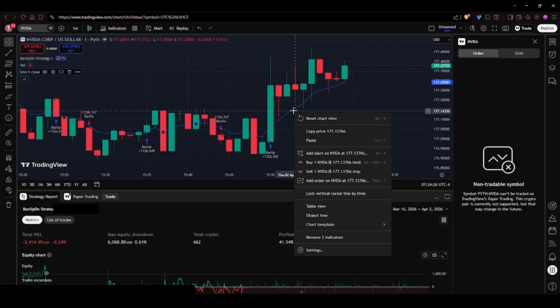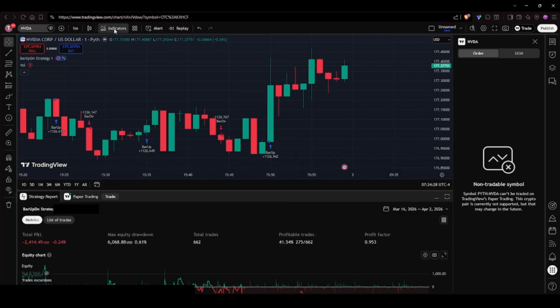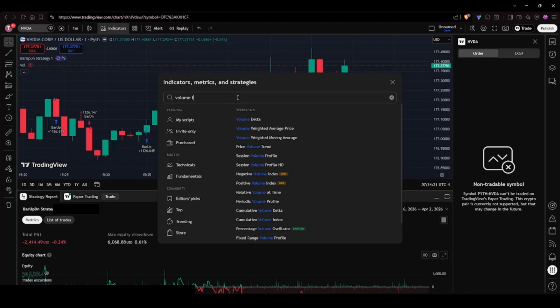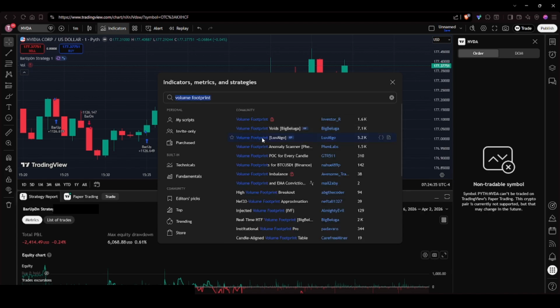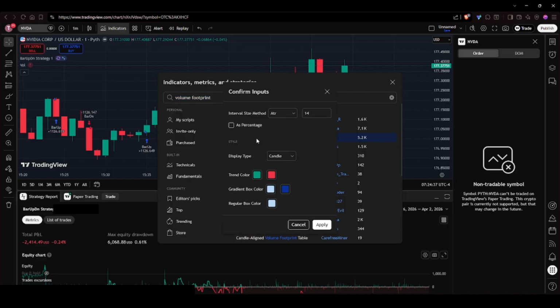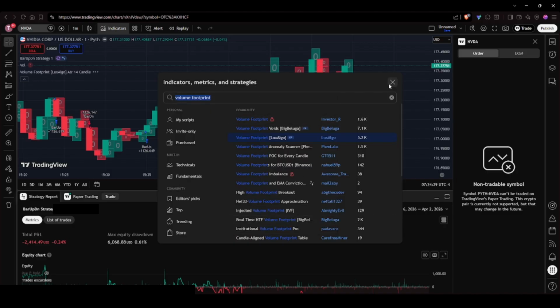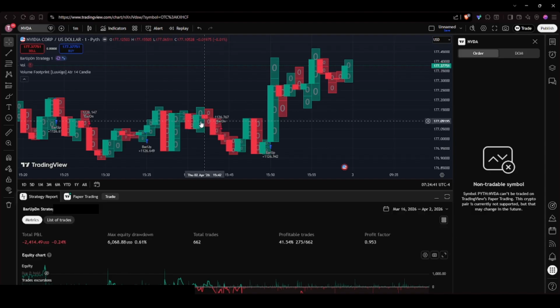Now that your volume footprint is set up, let's discuss how to interpret it. Look for areas where there are significant trading volumes at certain price levels. Bars in the footprint will indicate where the most volume occurs, which can often highlight potential entry and exit points. Pay attention to how price reacts near these levels, as they can signal possible reversals or continuations in trend.